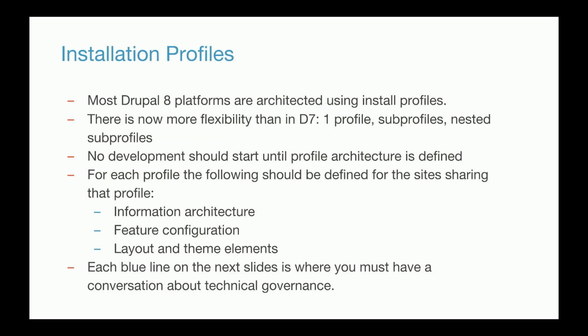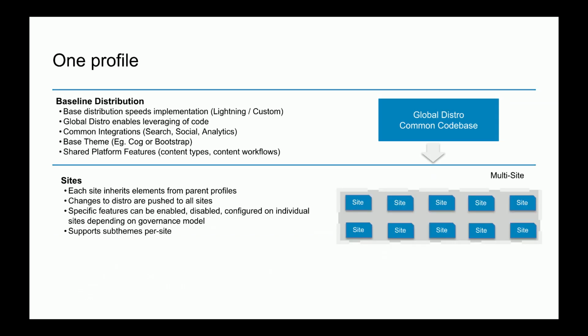Just to walk you through a bit more detail of what exactly I mean here. For these layers, that base distribution can be Drupal core. It's often a contrib distribution. I'm using Lightning as an example here just because I'm very familiar with it. This allows you to share code. This is typically your global integrations, that could be search. It's typically your base theme. It's just anything that's shared widely across your platform.